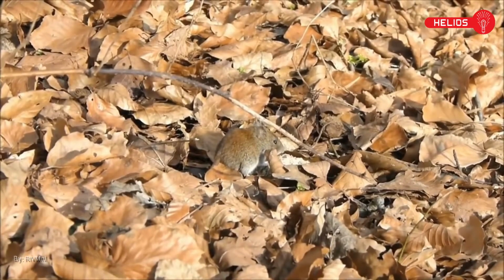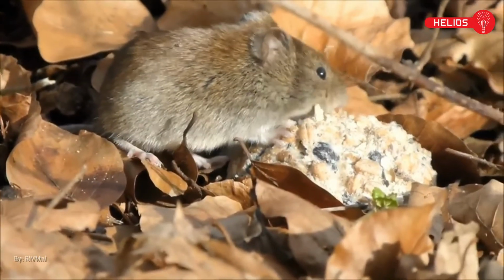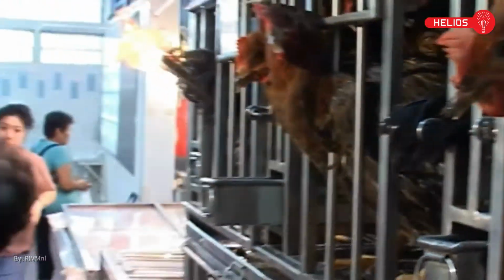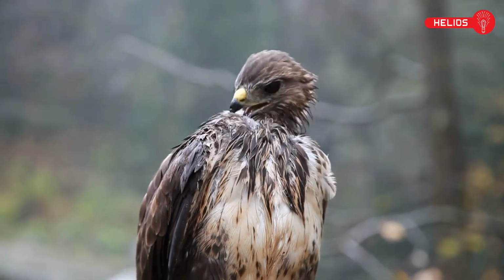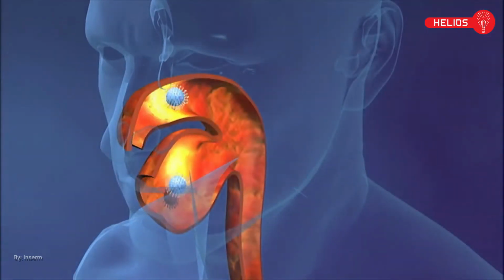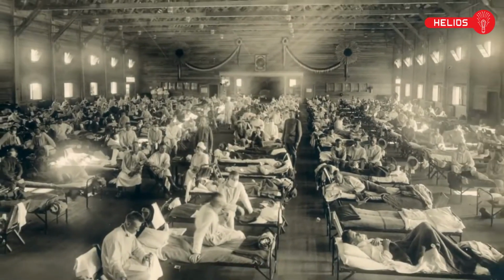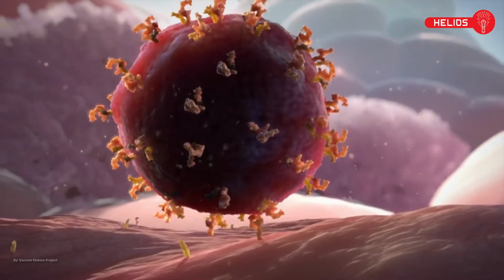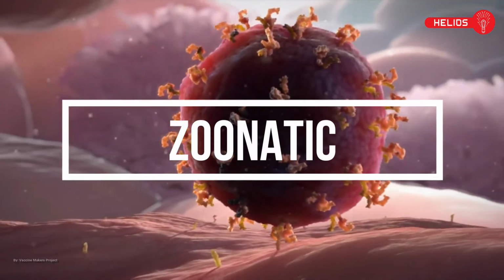Biologically speaking, every species on the planet hosts unique viruses that can affect another species, but are specifically adapted to infect it. In recent years, we have seen some of these viruses jump from animals to humans, causing destruction. The diseases or infections caused by these viruses are known as zoonotic.